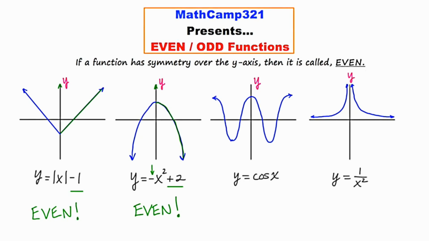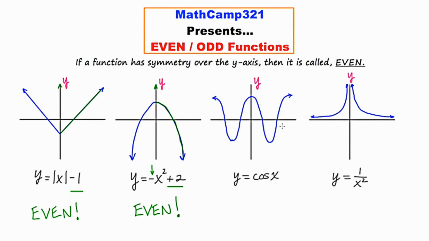Our third example is y equals cosine x. And some of you watching this video might not have learned about trig functions before, but cosine is a trig function, and the graph of cosine looks like a wave, this oscillating wave. You may have also learned about it in a science class when you did sound waves or something like that. But it just so happens that cosine is also an even function. It does exhibit symmetry over the y-axis.